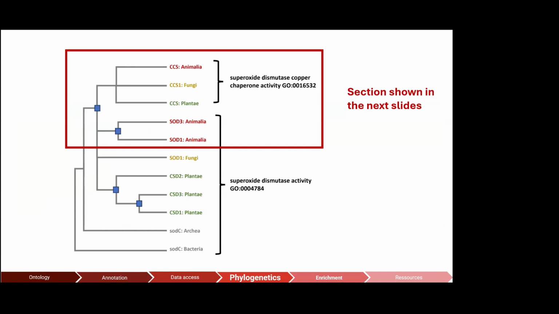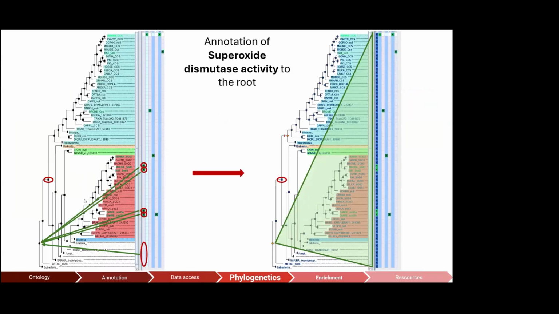So we go back to our superoxide dismutase family. In the next slides, I show you only the upper part, which is here in red, because if I show you the whole tree, you would get lost. So again, here is the upper part. You have the chaperone node and you have all the other nodes. These are the nodes that I collapsed, so you cannot see the data, but you have data.